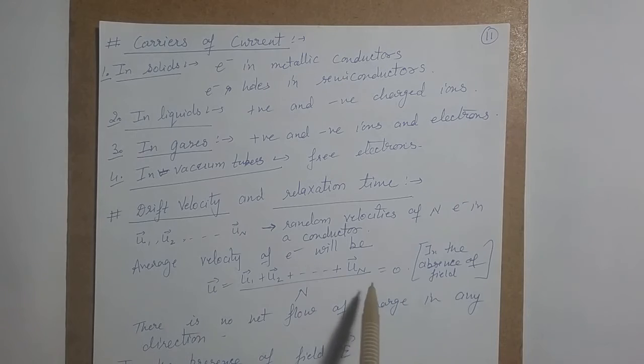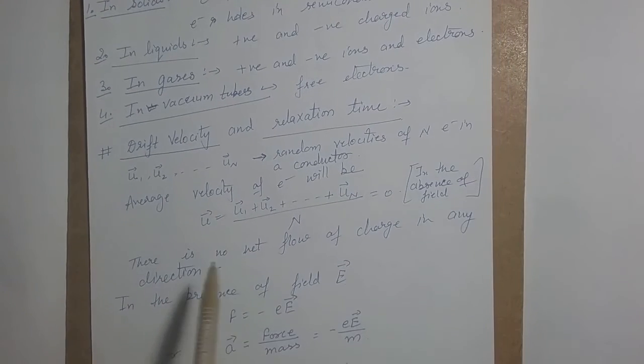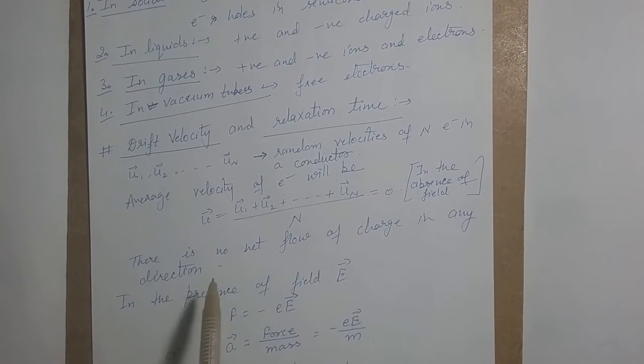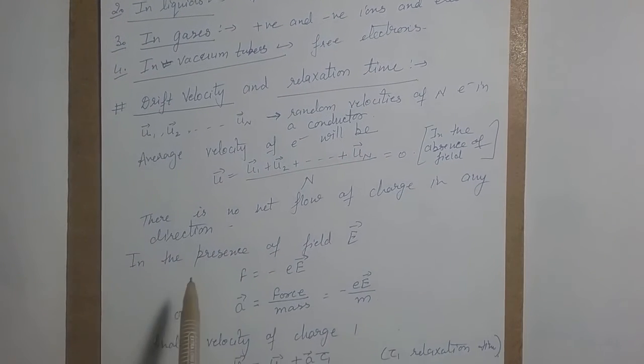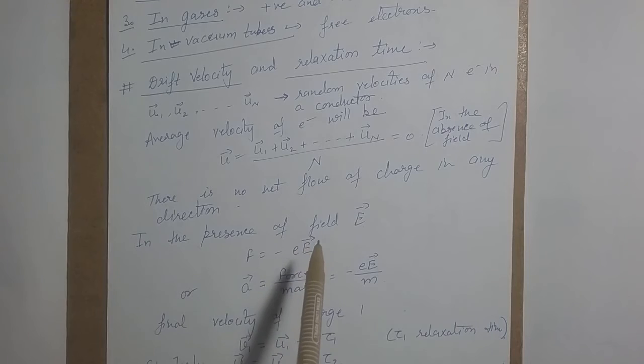Why is that 0? Because the electrons have velocities, but they are moving randomly in all directions in zigzag motion. So the net resultant comes out to be 0. They collide with each other, move again, collide, and in this manner the process goes on. So there is no net flow of charge in any direction, and current will not flow through that particular conductor.